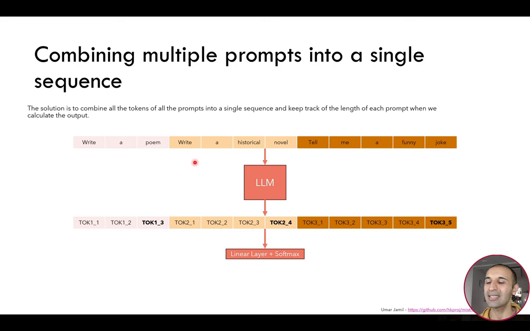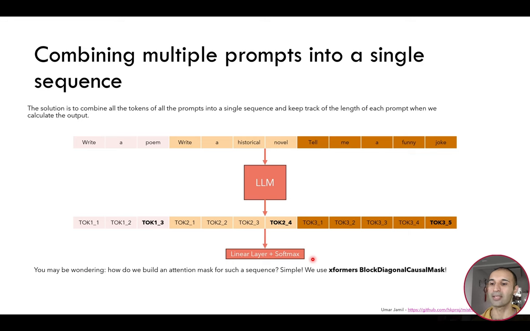To understand what is the next token for each prompt, we need to check the embedding corresponding to the token number 3 for the first prompt, to the token number 7 for the second prompt, and the last token for the third prompt. So we take all these embeddings, we run them through the linear layer, then we apply the softmax, and then we understand what is the next token from our vocabulary.